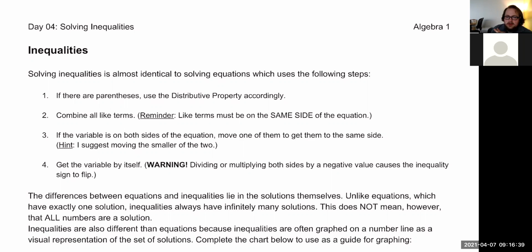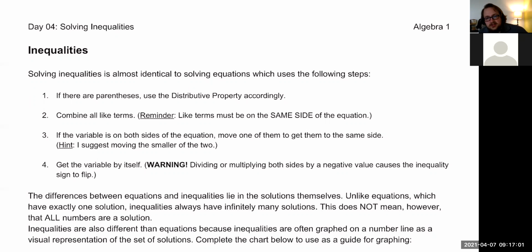One other difference we're going to throw in is a lot of the times inequalities are usually represented on a number line through a process of graphing. And for that, I'm going to give you kind of a little chart that's going to help you recognize each of the inequality signs, as well as how they translate on the graph themselves.